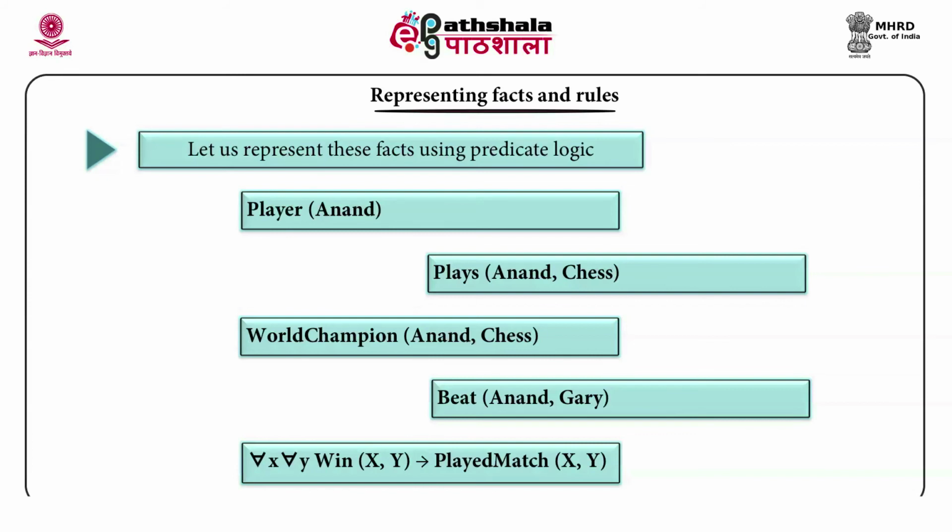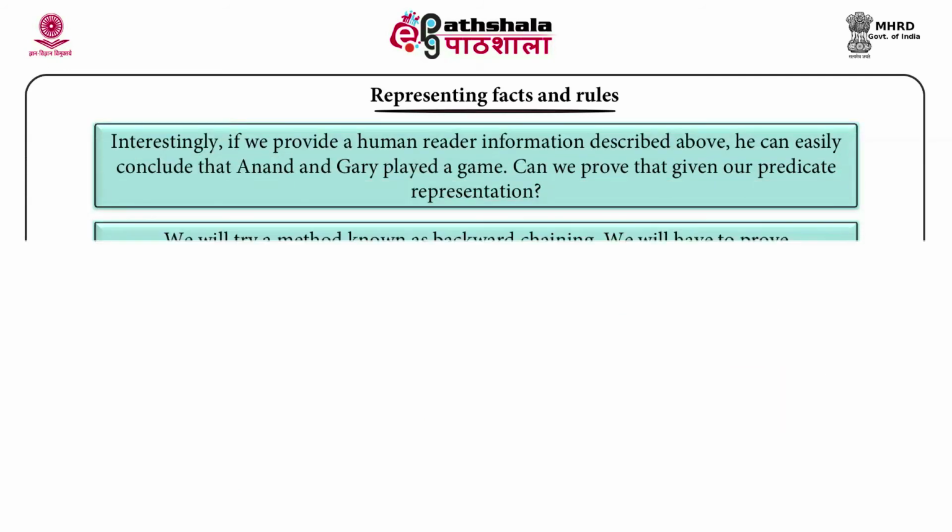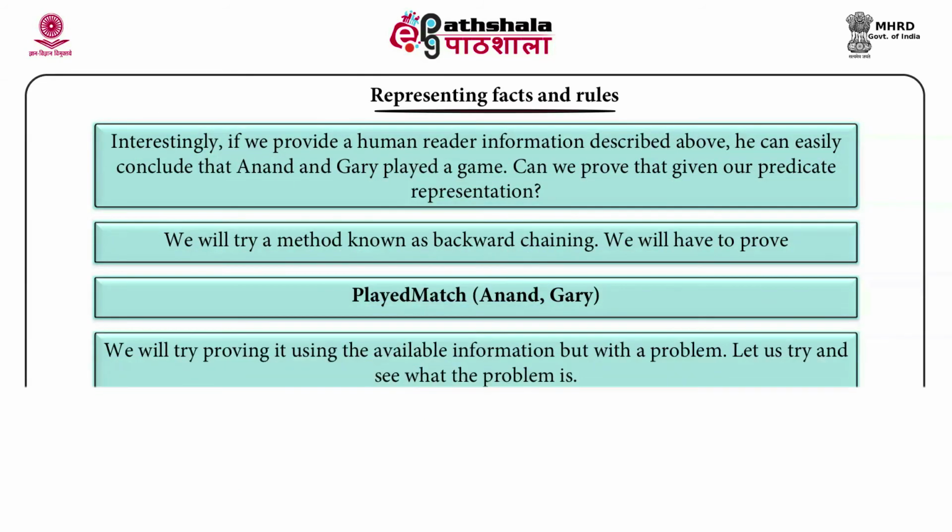And the other one, world champion Anand chess, can be represented in a slightly better way, but this is a very crude but very simple way of representation. Beat Anand Gary. And the last one, for all x, for all y, win xy implies played match xy. Again, played match is a single short, simplified predicate. And here is how you prove. For proving in predicate logic, you pick up the statement which you want to prove, convert it to predicate logic, and then find out if there is an RHS, right hand side, somewhere.